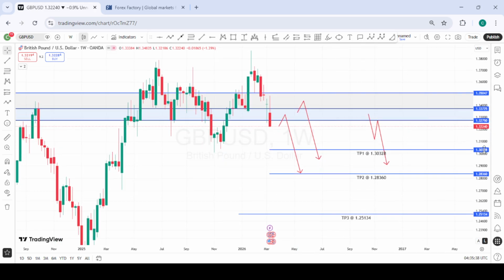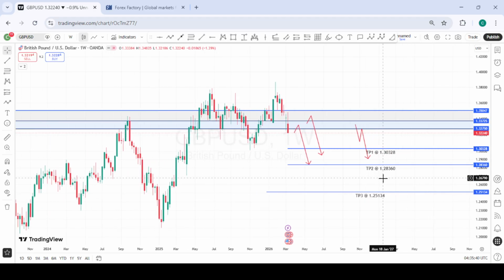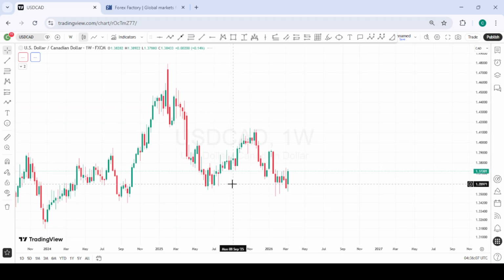So these are various targets we have below: TP1, TP2, TP3. For now, we'll be targeting TP2, and later, if we get other selling opportunities, we'll be looking forward to targeting TP3 and maybe this possible low we have here. So we are extremely bearish for GBPUSD. If price breaks above here with a weekly candle, we'll be looking forward to buys from here. Until then, we are extremely bearish for GBPUSD.